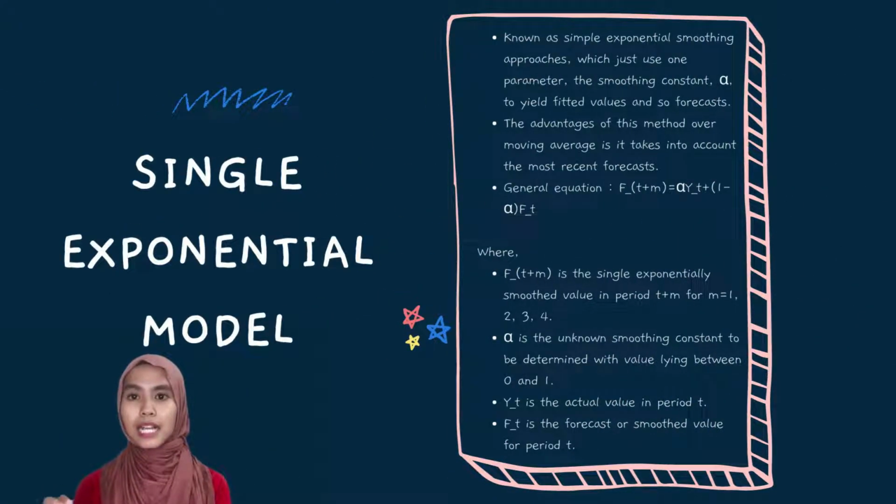Now, we go to the single exponential smoothing. In this model, it just uses one parameter, the smoothing constant, which is alpha, and a fitted value, and also a forecast. The advantage of this method over moving average is that it takes into account the most recent forecast. The general equation for single exponential smoothing is F(t+1) equals alpha Yt plus (1 minus alpha) Ft, where alpha is the unknown smoothing constant to be determined, with a value lying between 0 and 1, Yt is the actual value in period t, and Ft is the forecast value for period t.